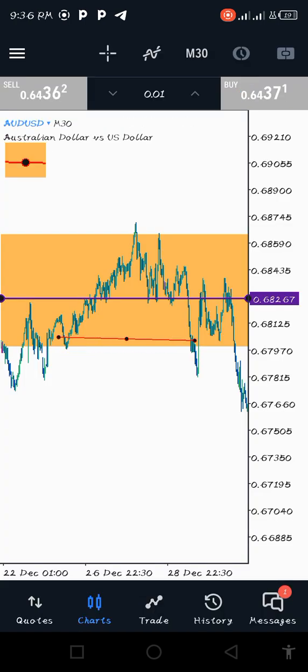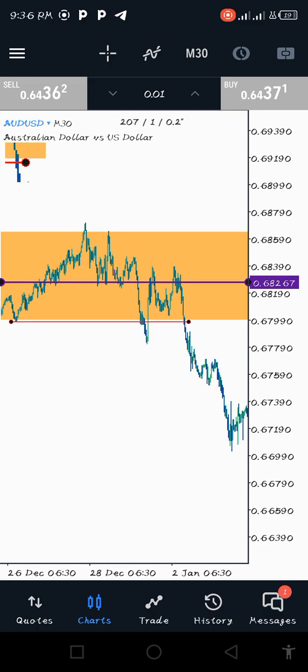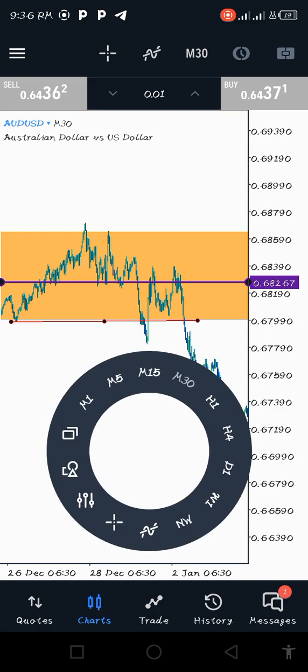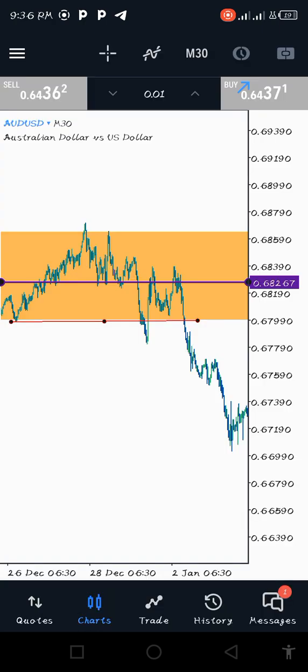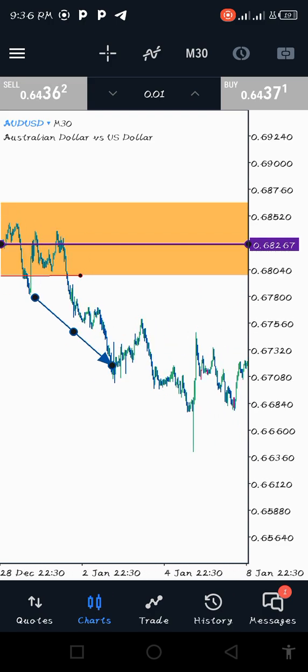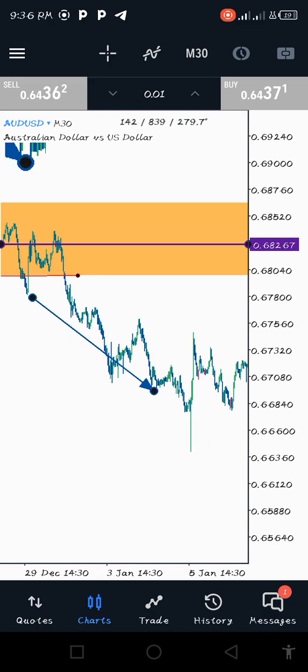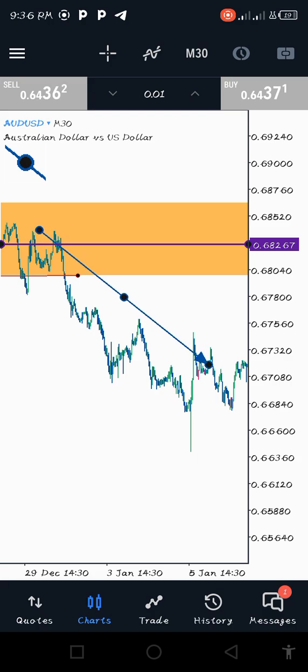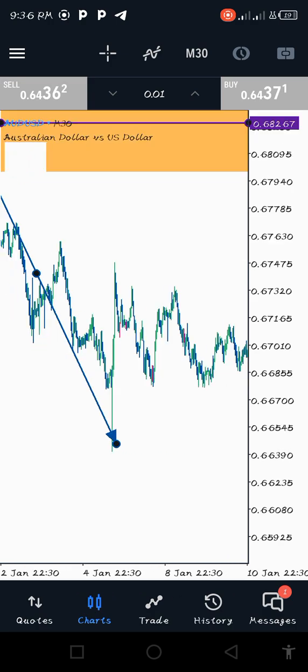This was my last lower high that was formed. So when we had a change in character at this place, price moved again up, and gave us a selling opportunity right here, from this zone up to this zone.